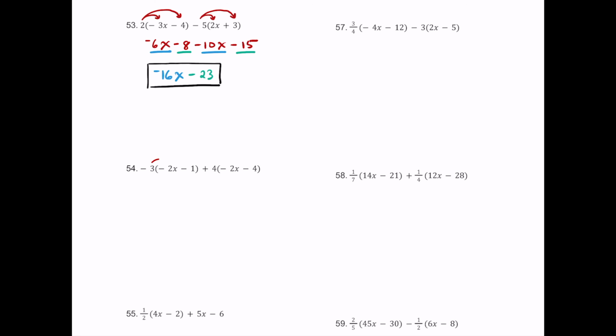For 54, let's go ahead and distribute this negative 3 to both of these terms inside here. Negative 3 times negative 2x is a positive 6x. Then negative 3 times negative 1 is going to be a positive 3. Then this positive 4 distributed to both of these terms inside here. Positive 4 times negative 2x is negative 8x. And then positive 4 times negative 4 is going to be negative 16. This 6x take away 8x is going to be negative 2x. And then this positive 3 minus 16 is going to be negative 13. And so that would be our final expression.